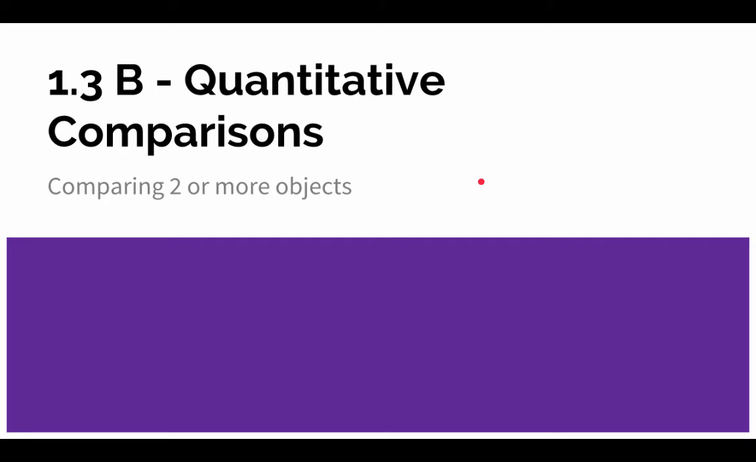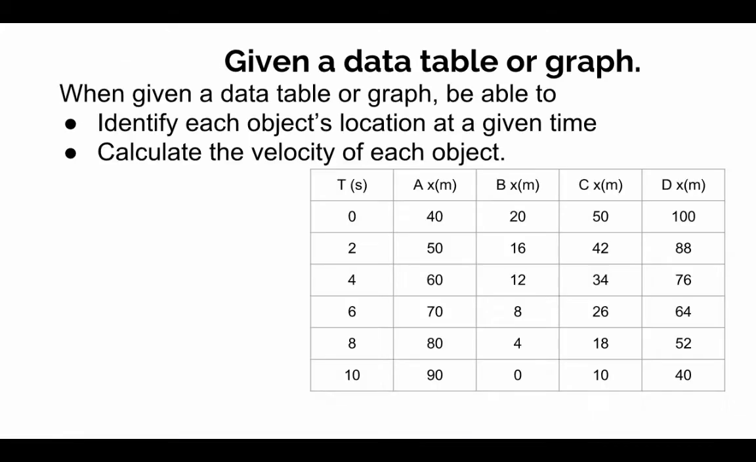Hi, welcome to Physical Science 1.3b. Now we're going to look at quantitative comparisons. This will only be comparing walking objects or standing objects. We'll not take into consideration objects that run at this time.